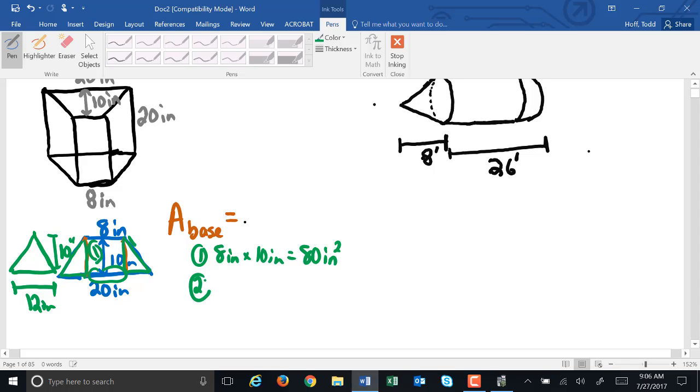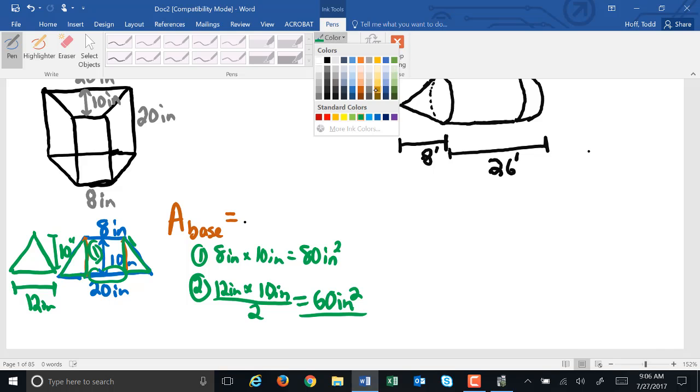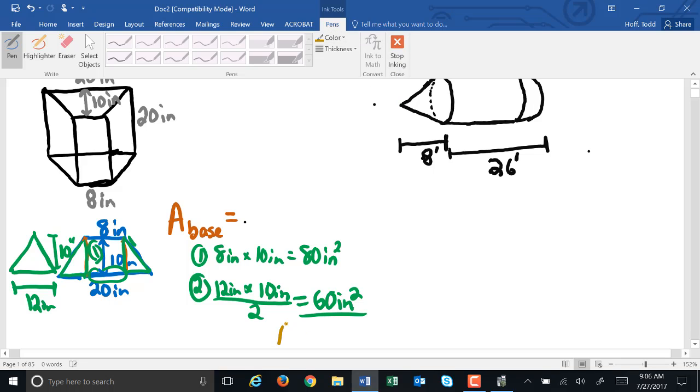So that second piece is a triangle that is 12 inches by 10 inches. But since it's a triangle, its area is divided by 2. Remember, a triangle is base times height divided by 2, giving us 60 square inches. So that adds up to an area of our base of 140 square inches.